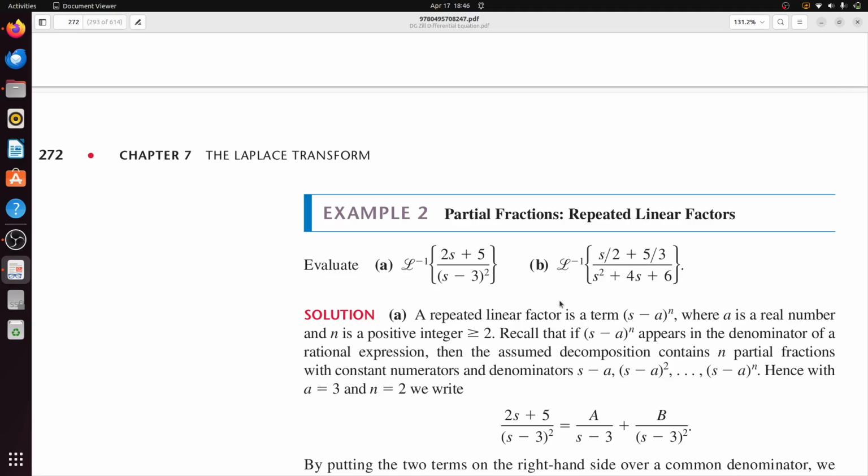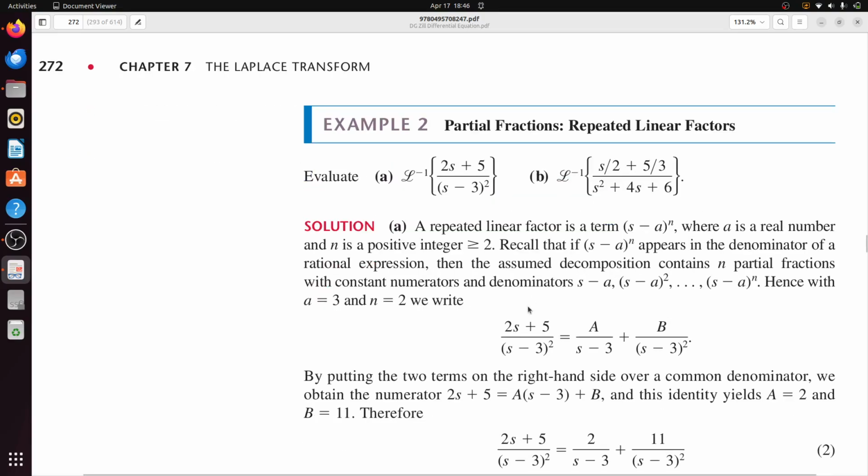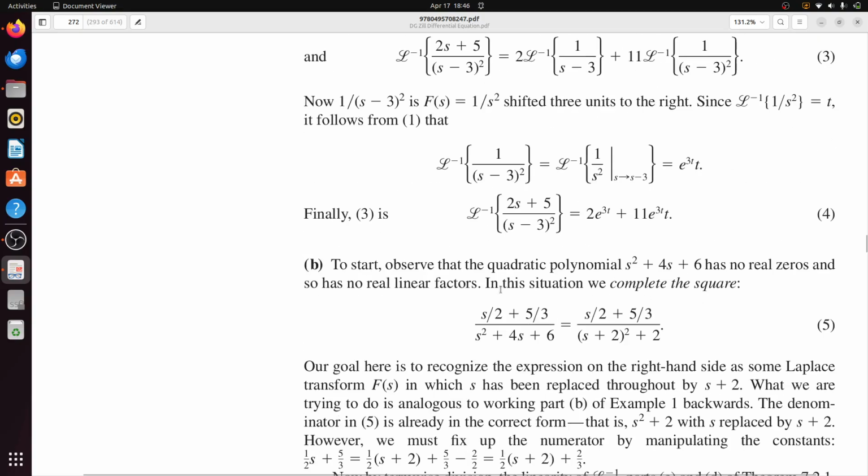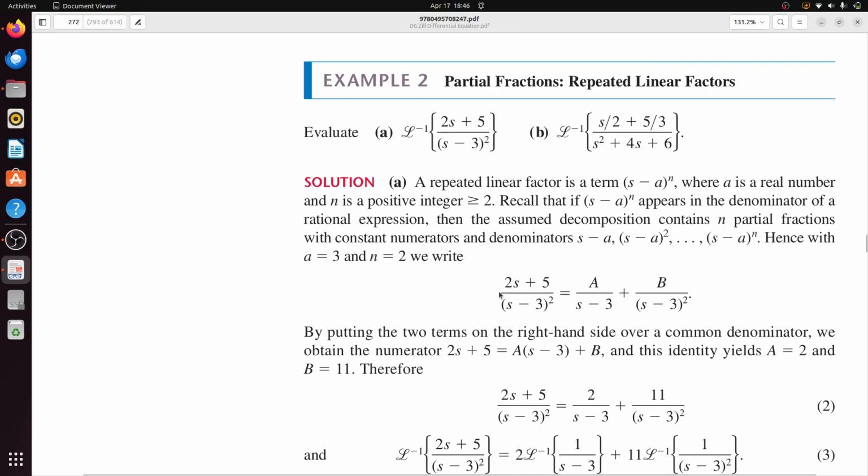Now you can check that the quadratic polynomial in the place of the denominator cannot be expressed in terms of multiples of linear factors. So what we will do is write it in a complete square type of form.